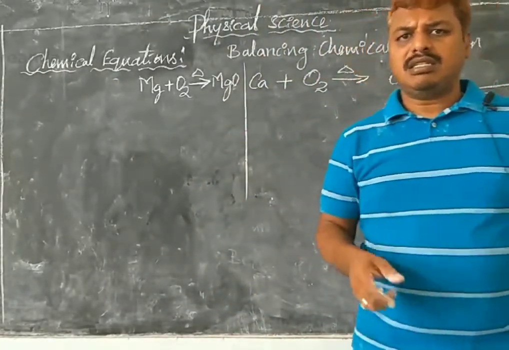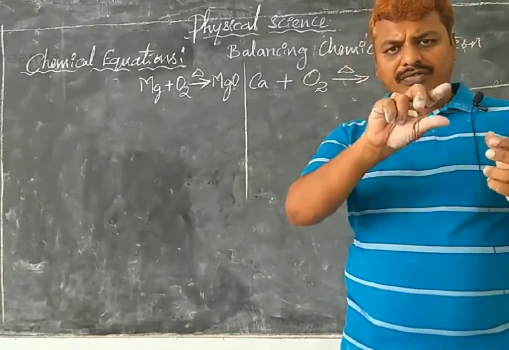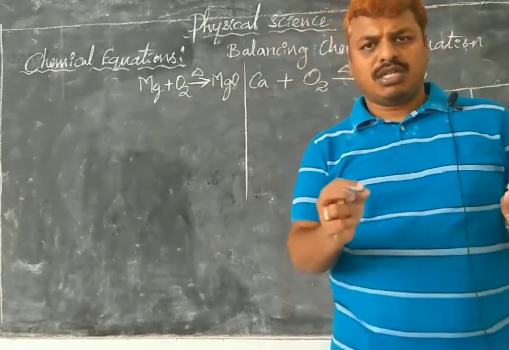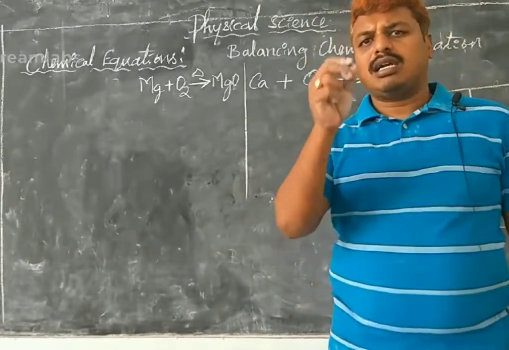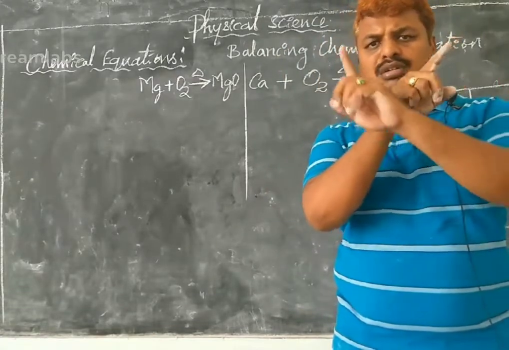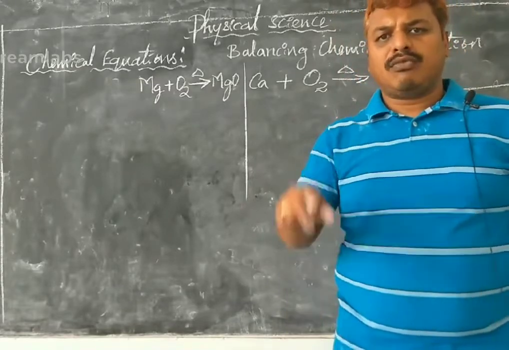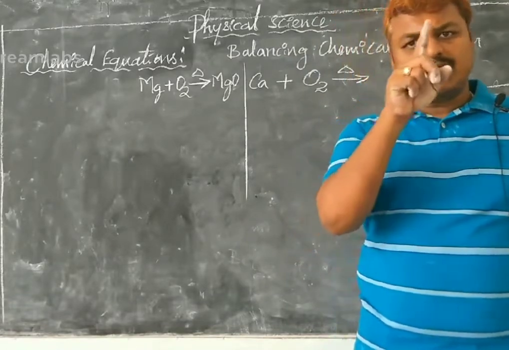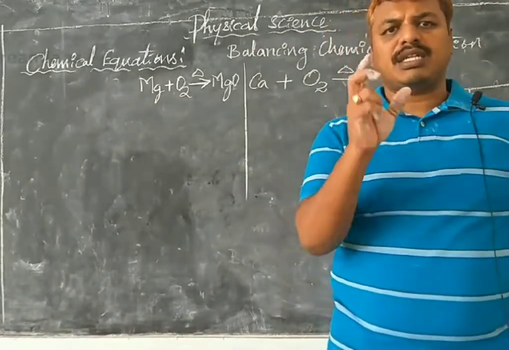So double displacement means barium chloride reacts with sodium sulfate. Sulfate goes to barium and chlorine goes to sodium. That is what double displacement actually means. In barium chloride, the chlorine goes to sodium, and in sodium sulfate, the sulfate goes to barium. One displacement is sulfate going to barium, another displacement is chlorine going to sodium. That is how the double displacement happened, and that is what a double displacement reaction means.